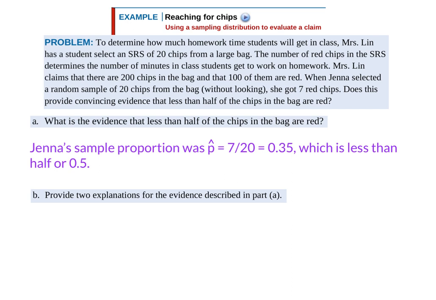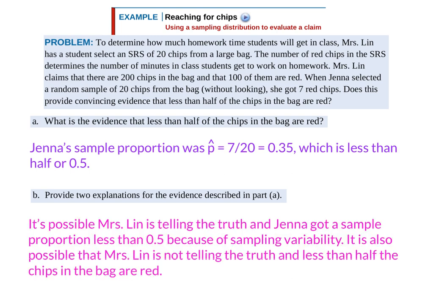Now let's provide two explanations for the evidence that we just described. One possibility is that the teacher is telling the truth and Jenna just got a sample proportion less than half because of sampling variability, small sample size. It's also possible, though, that the teacher is not telling the truth and less than half the chips in the bag are red, as evidenced by the student Jenna taking 7 out of 20 red chips out of the bag, which is less than half.